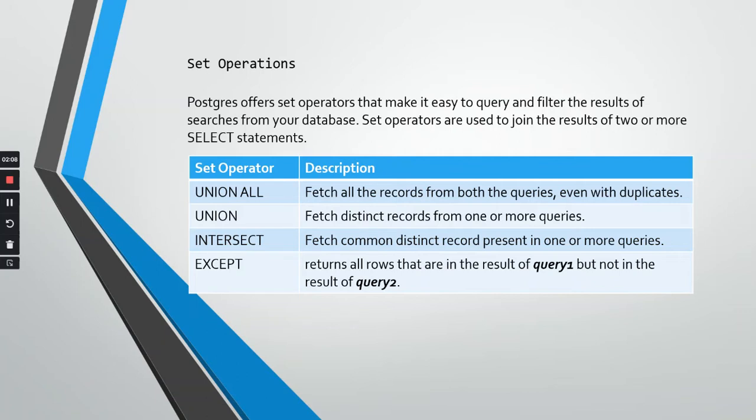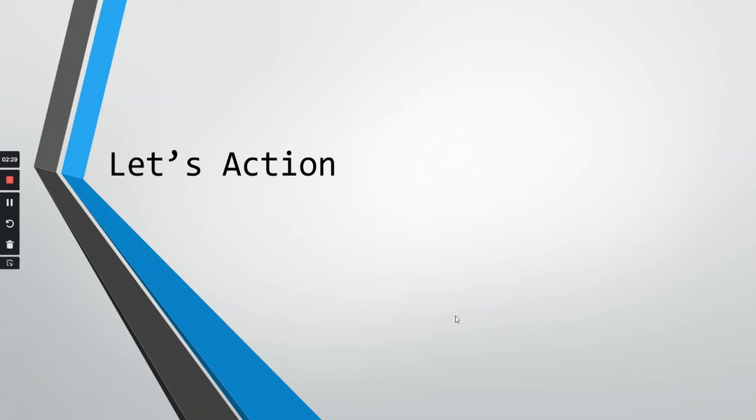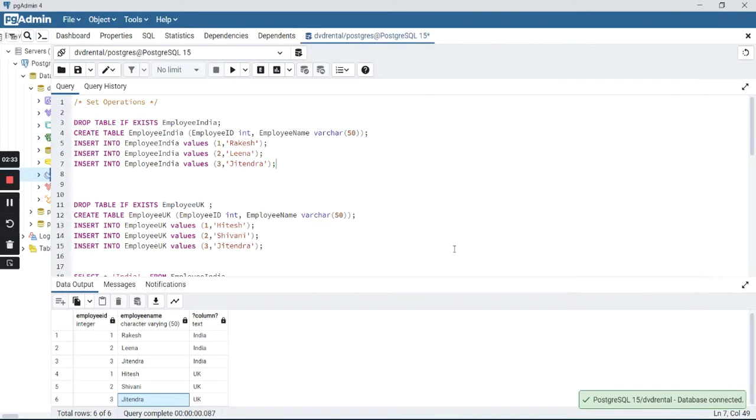And what is except? Except returns all the rows that are in the result of query 1 but not in the result of query 2. So it will fetch all the rows only from query 1, but only those records which are not present in query 2. Okay. So yes, as usual, let us see the demo of this.